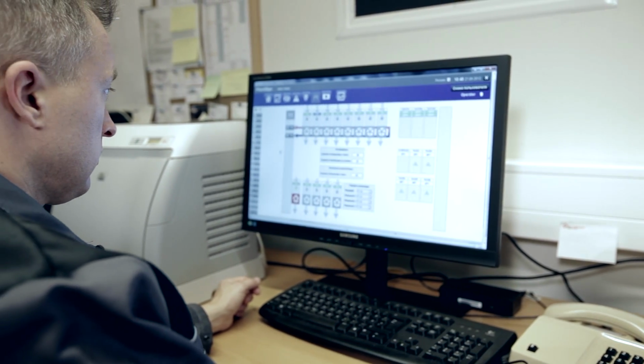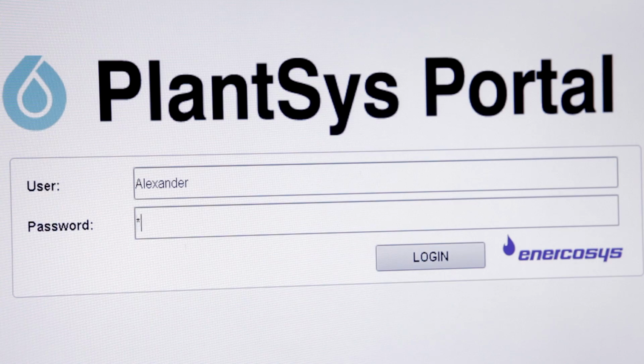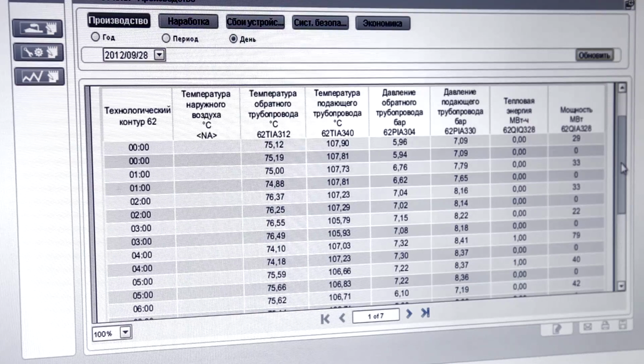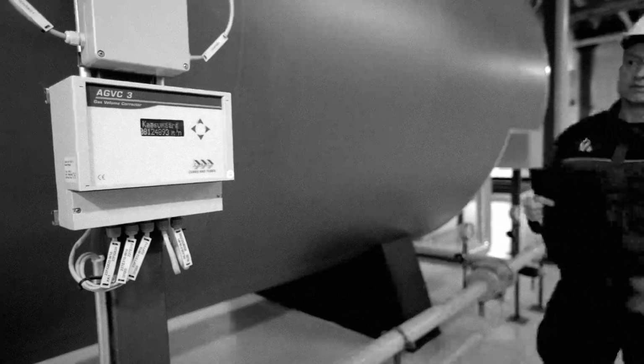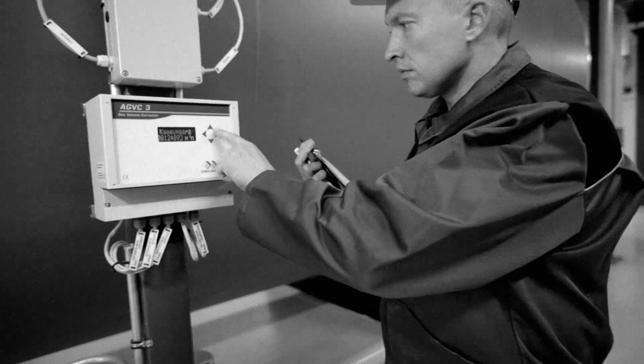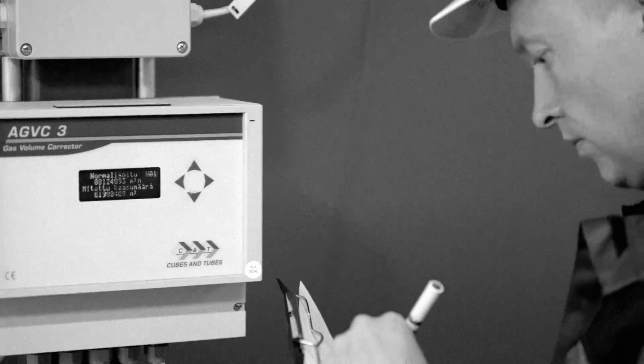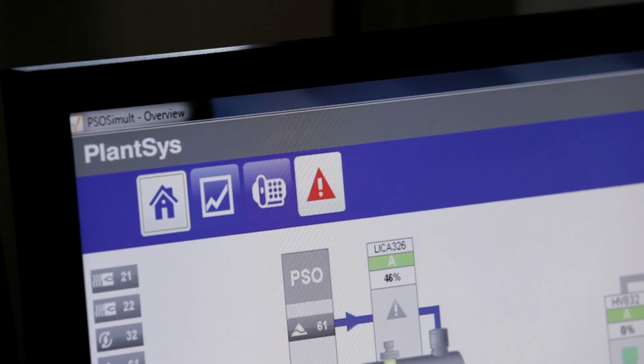Additional modules of PlantSys Portal were designed to help operation and service personnel. Reporting module generates automatic reports, reducing manual operation and mistakes caused by human factors. Safety system alarms of equipment failures.